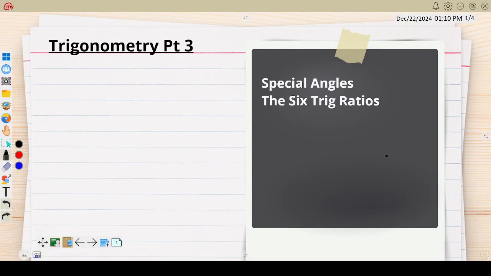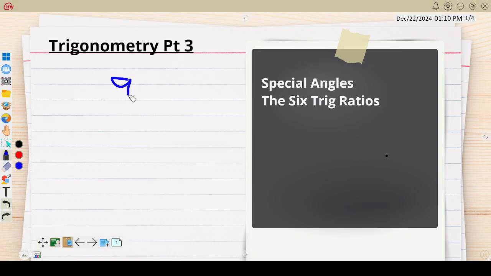So we continue with our trigonometric lesson. We're now going to finish off the special angles, and we're going to do the 6 trig ratios. So the special angles, I think we've now looked at them. Yeah, we started discussing them from the first lesson, and now on lesson 3.